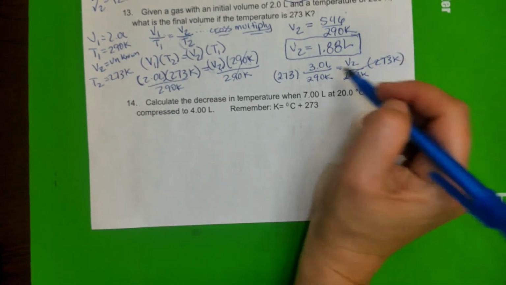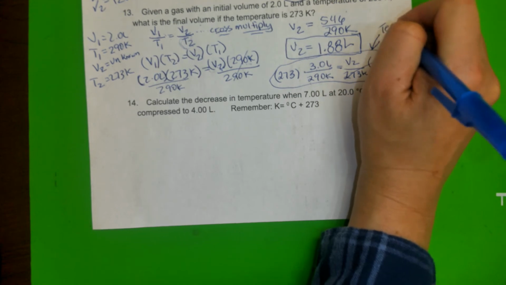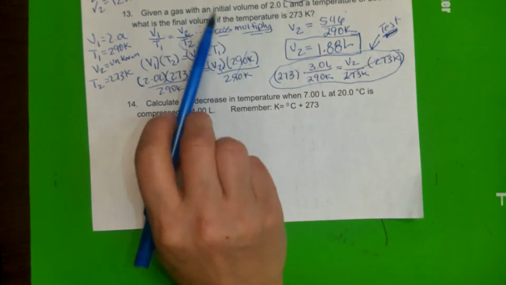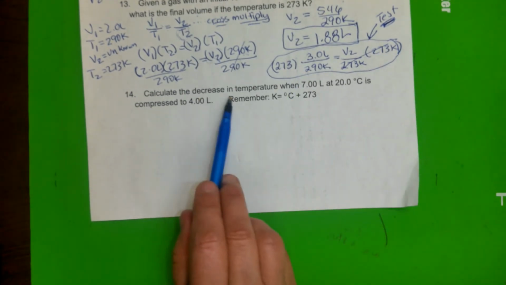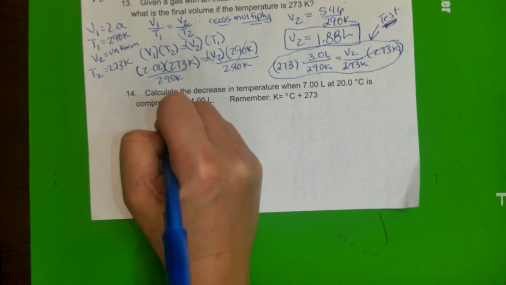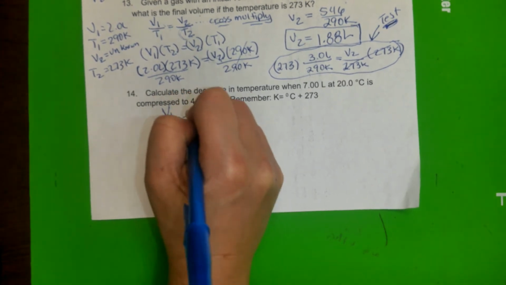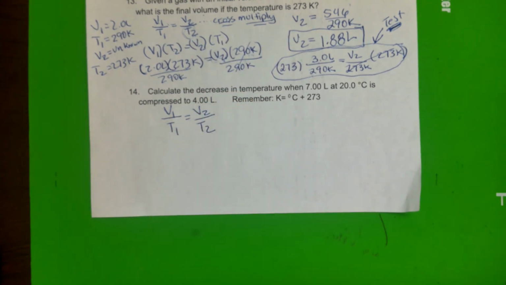Again, this is only from the test, at least for this problem. Let's look at number 14. Calculate the decrease in temperature. So again, it's V1 over T1 equals V2 over T2.